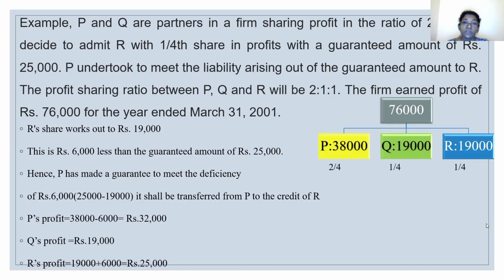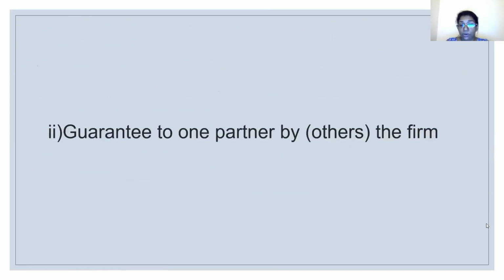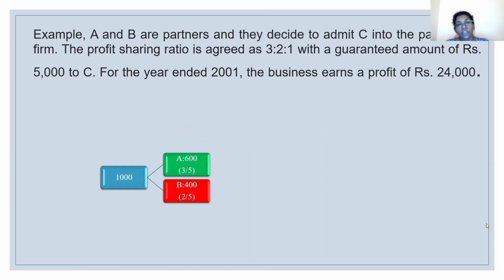So let's move on to the next scenario. In the next scenario, the guarantee to one partner is made by the others of the firm in a particular ratio.